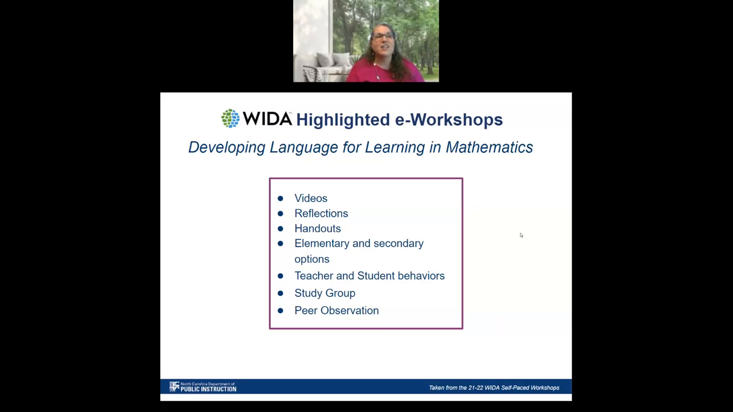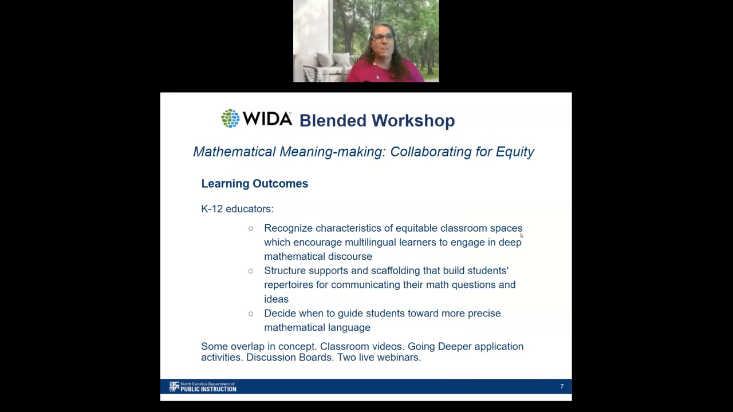So if you haven't already done it, I do encourage you to participate. I also wanted to share with you the blended workshop that we just completed. It's called Mathematical Meaning Making, Collaborating for Equity. So there's some overlap in the material, but through 2 75-minute webinars as well as the asynchronous modules, this gives you the opportunity to really think about not just the discourse and the mathematical meaning making, but how do we really want to do all this to make things equitable for our English learners in the classroom. And I can't say enough times, not just our English learners are benefiting from these strategies.